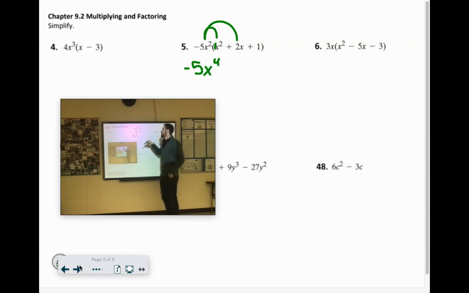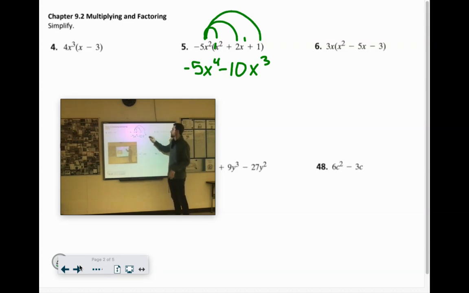Now we got to multiply by 2x. Negative 5 times positive 2 is negative 10. X to the second times x to the first would be x to the third. And when you multiply something by 1, it's just that. So negative 5x squared times 1 is just negative 5x squared. It's in standard form, so we're all good.